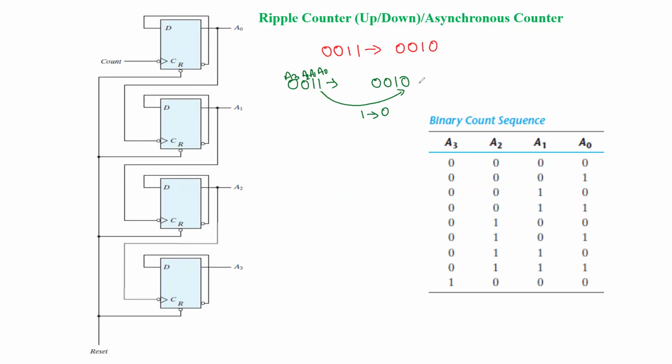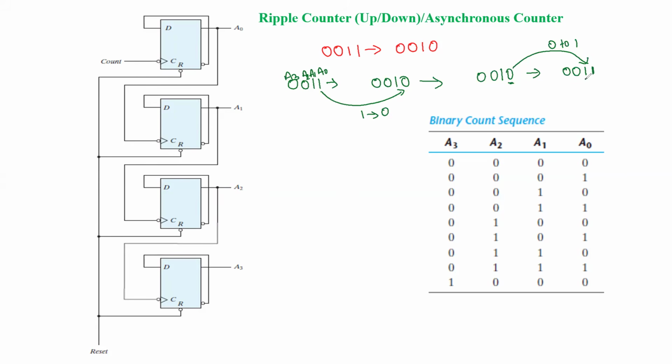Now suppose, what will happen at the next stage? Again, if you start from 0, 0, 1, 0, this 0, that is A0, is going to change again. So now it will change to 1. So we'll have 0, 0, 1 in between, and this is going to change to 1 here. Now you see that it has changed from 0 to 1. So that is the positive edge triggering. So it has the capability to change the next flip-flop's output.